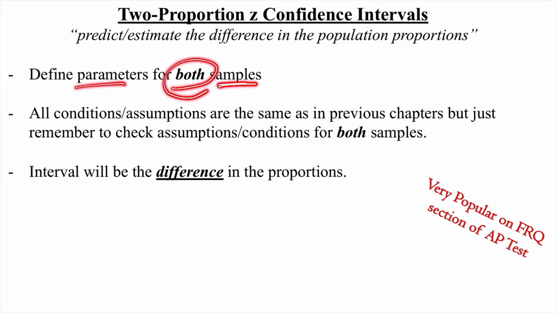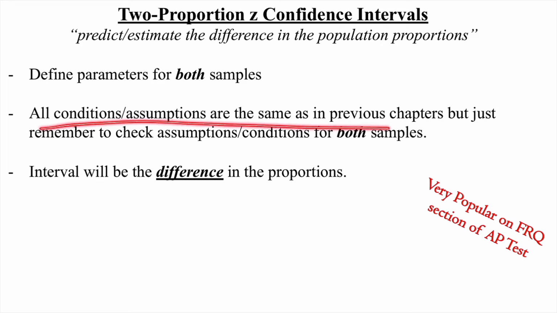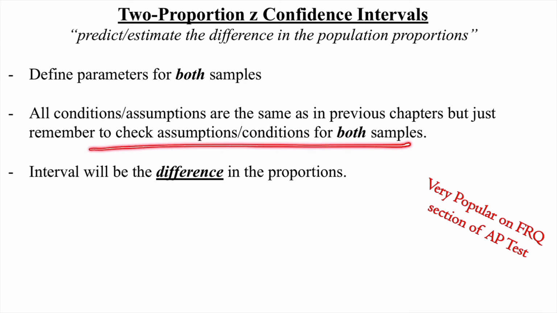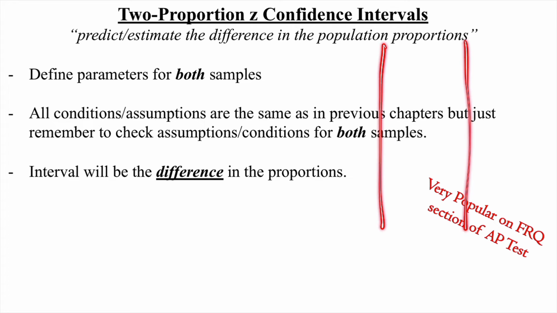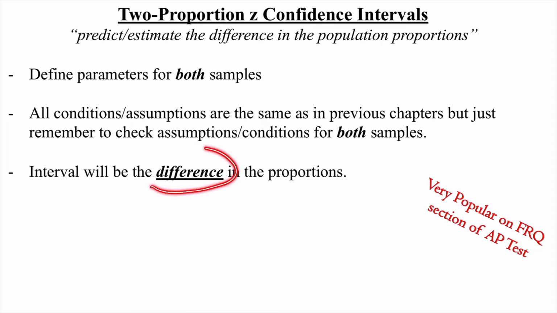Okay, so we define parameters for both samples. So we're going to get two samples, and we have to define their populations. Okay? Conditions and assumptions are the same, but we have to check them for both samples now. So instead of having just one list like this, we're going to have a list like that. We have three lists. We have three columns now. It's the same thing though. It's the same stuff. Okay? Interval will represent the difference. So whatever our interval is, it's going to represent the difference in the proportions.